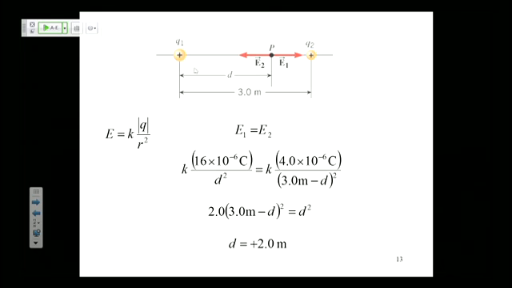The point is located 2 meters to the right of Q1 or 1 meter to the left of Q2. At this point, the two fields cancel each other, and the net field is 0. If the net field is 0, this means if you put any charge there, it will feel no force, because there is no field at that point, right? This is the consequence of having 0 field.